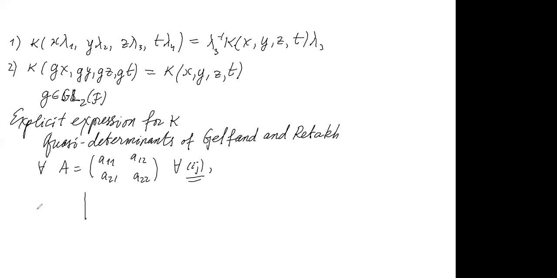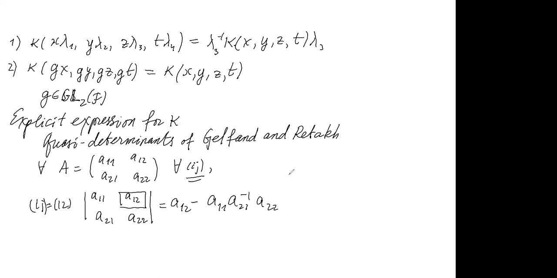For instance, suppose we have ij equal to 1, 2. And this quasi-determinant with A11, A12, A21, A22, with A12 boxed, is equal to A12 minus A11 times A21 inverse times A22. Here we assumed that A21 is non-zero, of course. This is the assumption which we always shall be making.